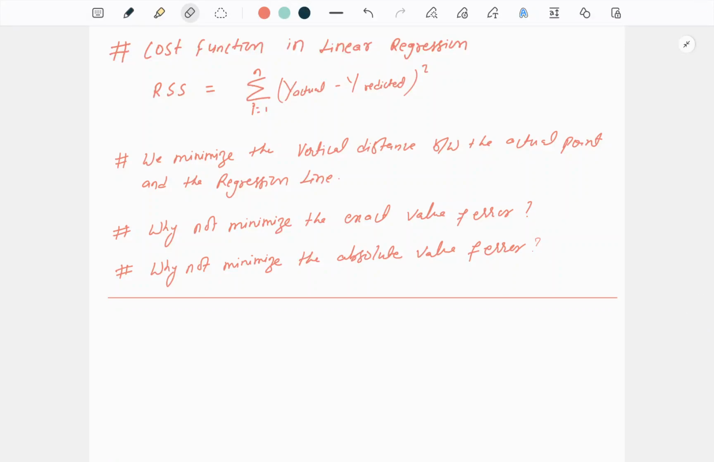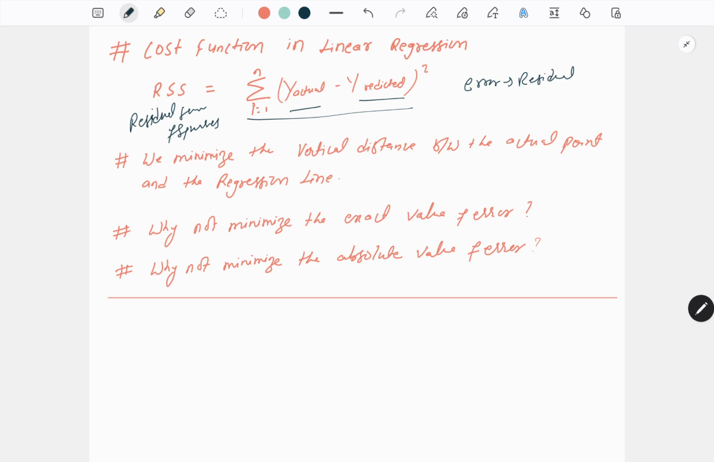So in the last video we had discussed the cost function of linear regression, which is given by the sum of squares of errors, where error is given as y actual minus y predicted. This particular expression is also known as the residual sum of squares, because the error is also known as the residual.